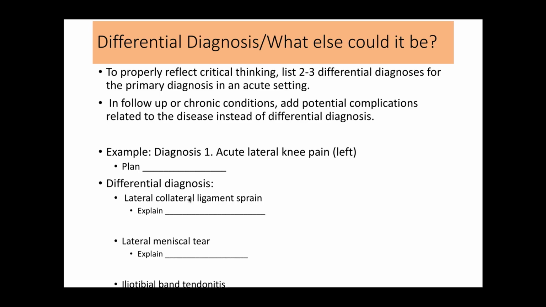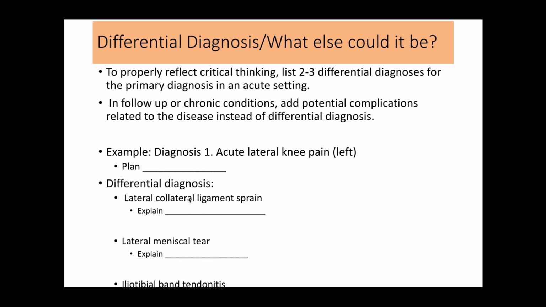In follow-up or chronic conditions, add potential complications related to the disease instead of a differential diagnosis. So if that's all you have are chronic issues, then if it's like diabetes, that's easy, because think of all the complications related to diabetes. Eyesight, you know, retinopathy, nephropathy, gastroparesis, peripheral neuropathy, coronary artery disease, stroke, MI, you know, so there's so many. So that's what you would do for the chronic conditions.